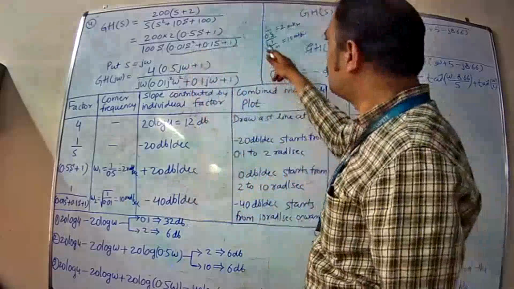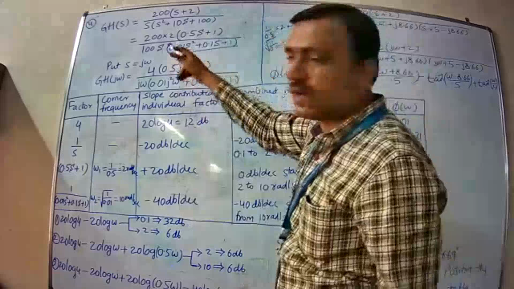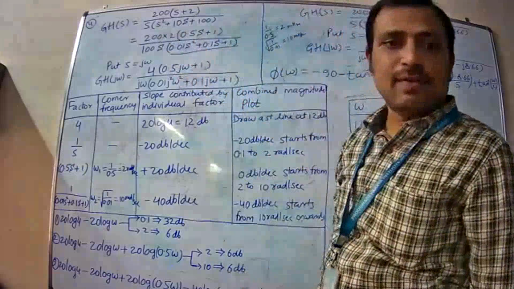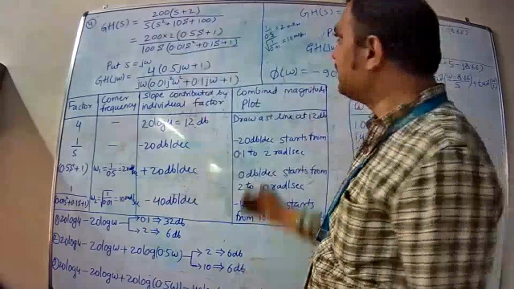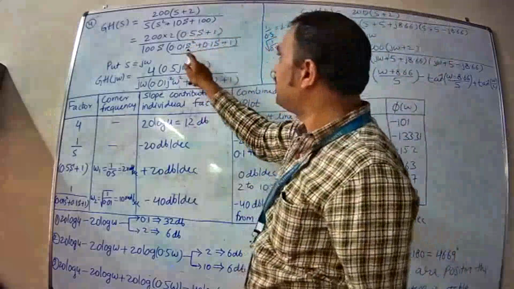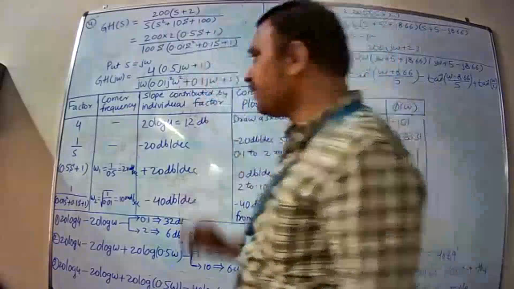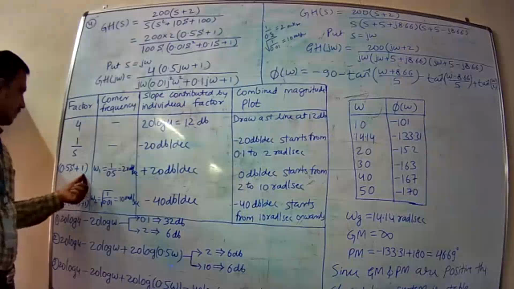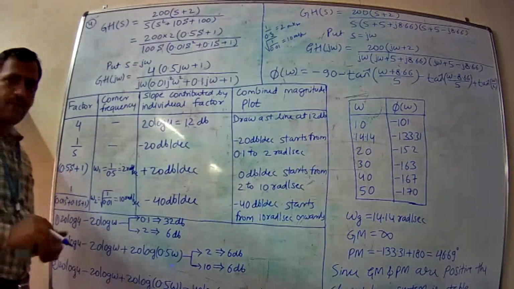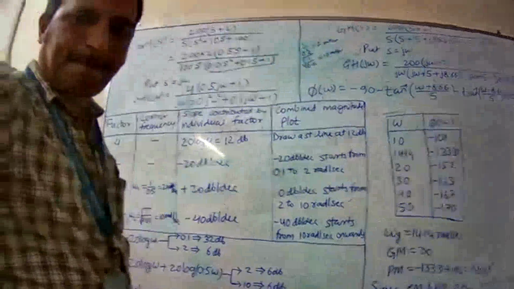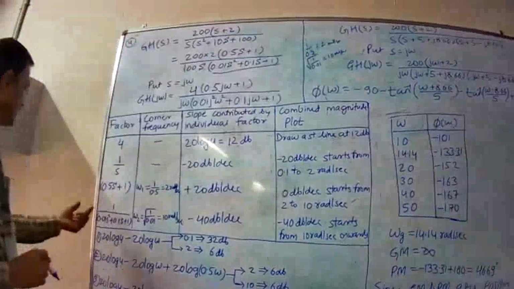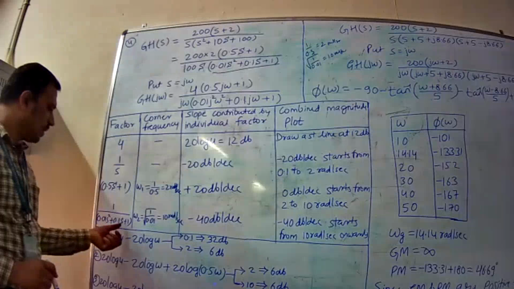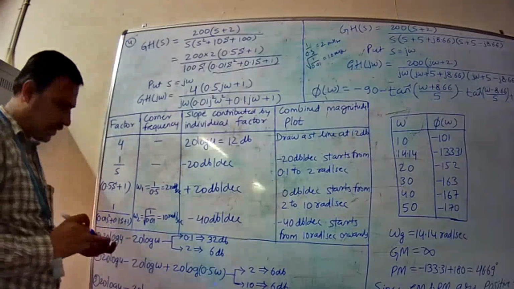What we have to do is take the square root of the reciprocal of the coefficient of s square. Whatever value you get becomes your corner frequency. Hence, this factor has the least corner frequency, and this has the highest corner frequency. So I have written the third factor as 0.5 into (s plus 1), and the fourth factor as 1 divided by (0.01 s square plus 0.1 s plus 1).